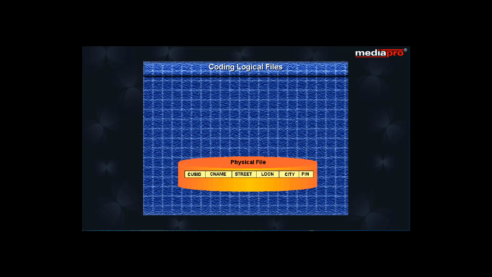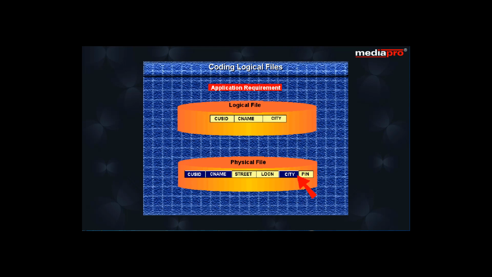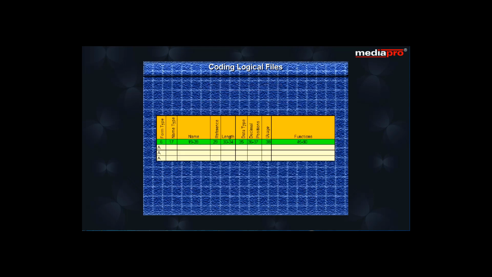Let us see how logical files are coded. Take the same customer physical file that we saw in the previous chapter. Now, say an application requires the following fields from the physical file: customer ID, customer name, and city. Also, the application requires that the records be sequenced on the city field. Let us see how to code the logical file so that it meets these requirements.